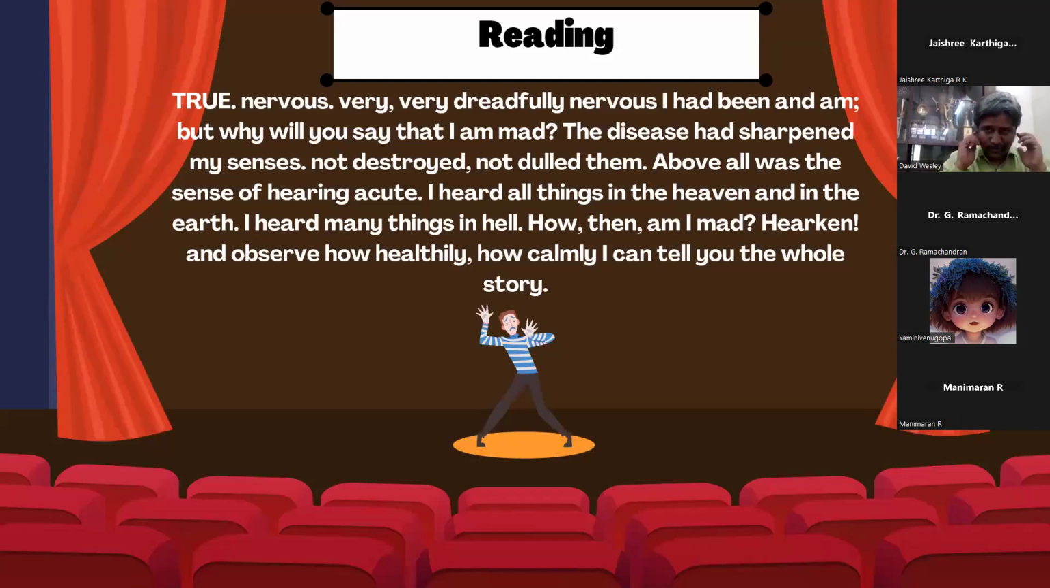So this is the first paragraph of a short story by Edgar Allan Poe. The name of the short story is The Tell-Tale Heart.